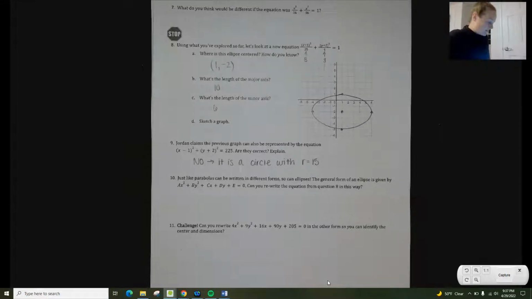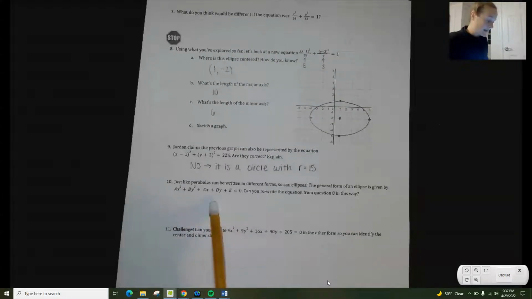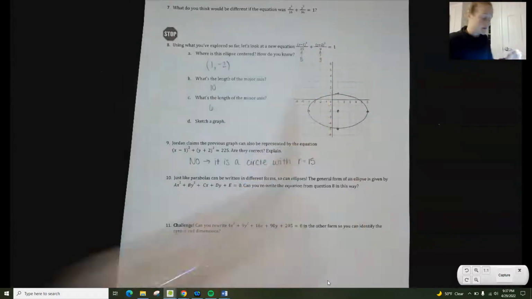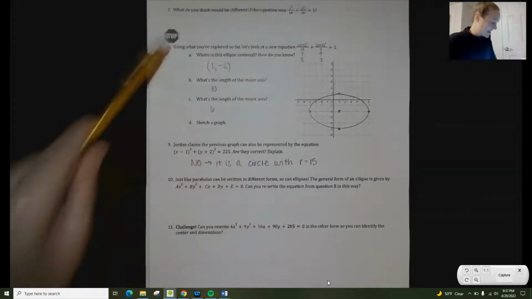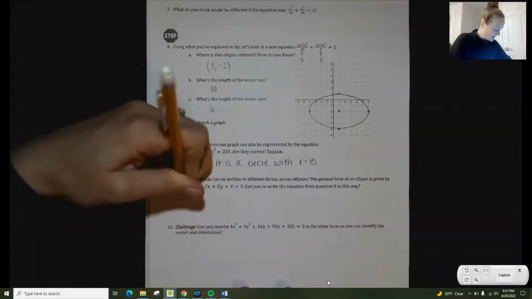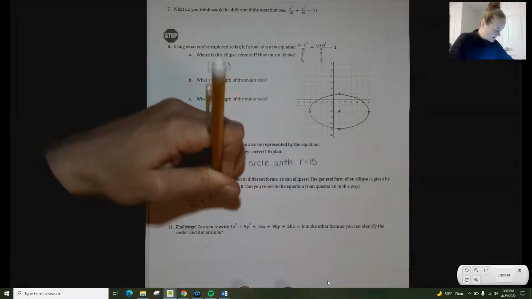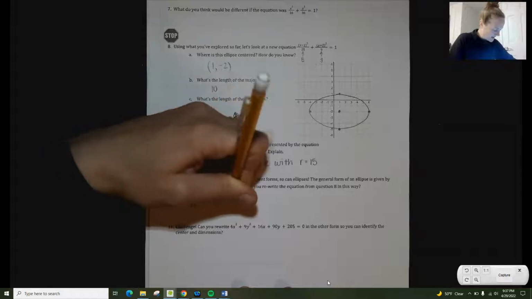Just like parabolas can be written in different forms, so can ellipses. The general form of an ellipse is given by this equation. So now we have it all multiplied out. The general form is multiplied out, but we can see all the information we need when it's in perfect squares. So can we rewrite the equation from number 8 using this? So if I take x minus 1 squared over 25 plus y plus 2 squared over 9 equals 1.